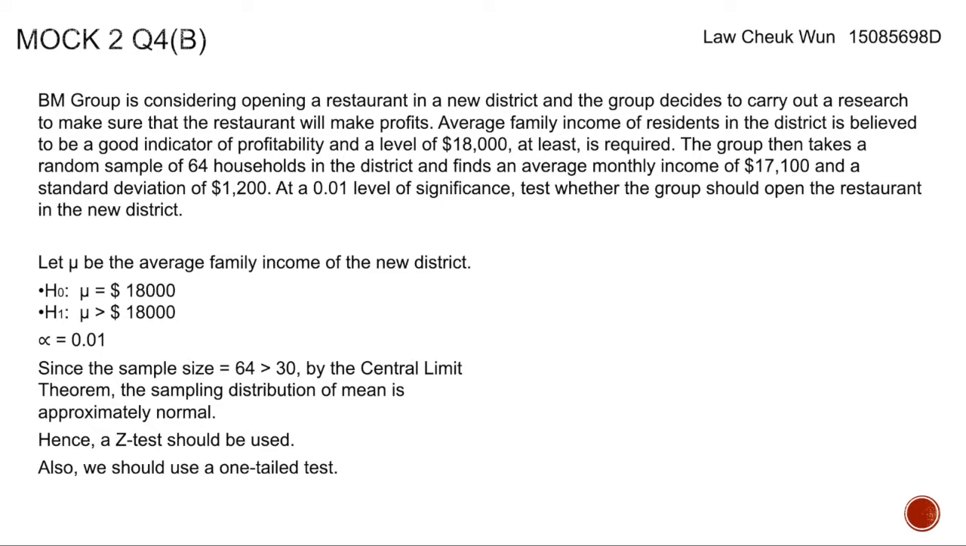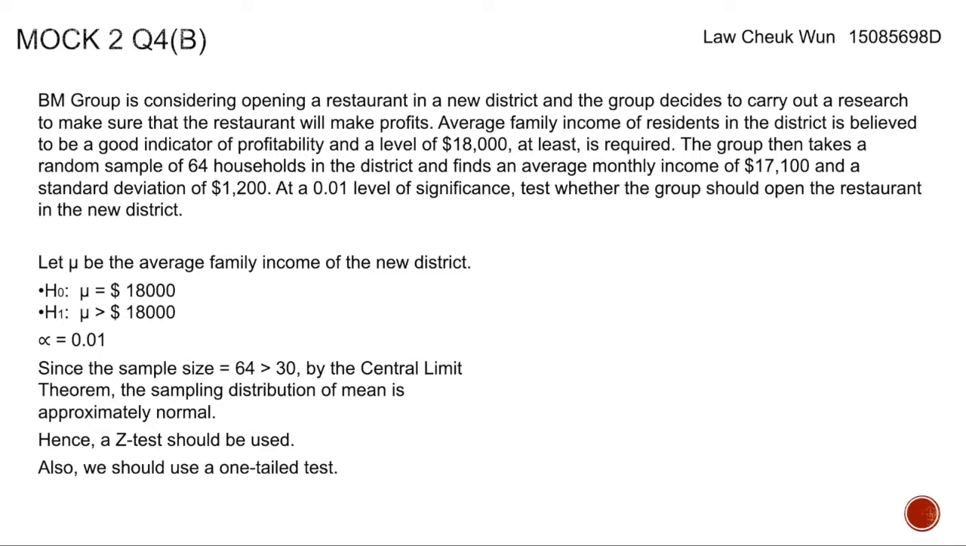BM Group is considering opening a restaurant in a new district, and the group decides to carry out a research to make sure that the restaurant will make profits. Average family income of residents in the district is believed to be an indicator of profitability, and a level of $18,000 at least is required.